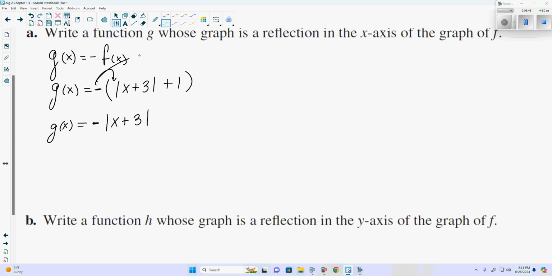But we also have to multiply this negative by our plus 1, which is going to make it minus 1. Questions on this here? We ready for the next step? Box it. That's it.